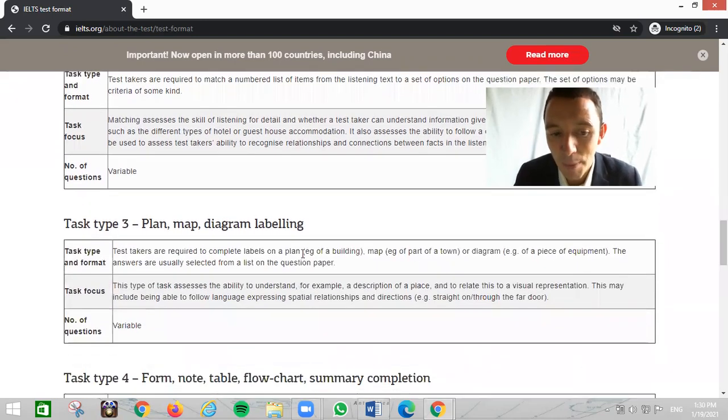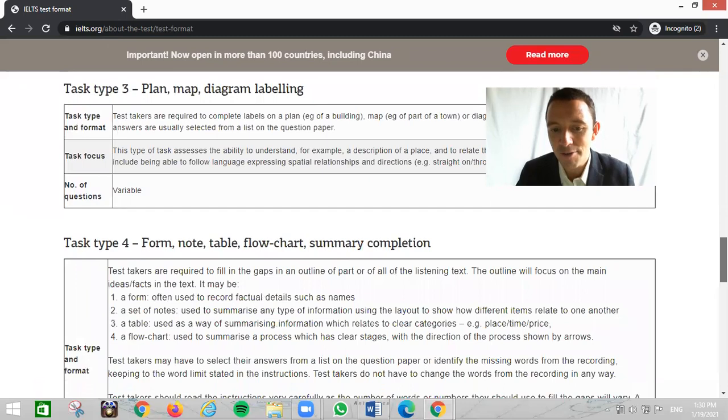Then, as I said, we have a plan or a map or a diagram or labeling, where you have to enter the correct word on the label or the diagram. So it's a similar activity to catch the correct word. And task 4 is a flow chart or summary completion, or a note or a form. Okay, and here's the explanation of a form.